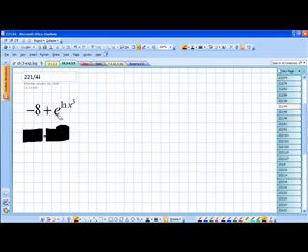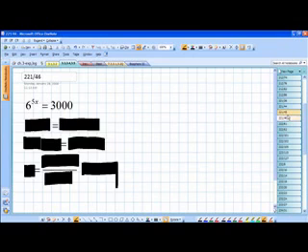This is simple enough. This is just the whole idea of e and ln canceling. So negative 8 plus x cubed, not much there.